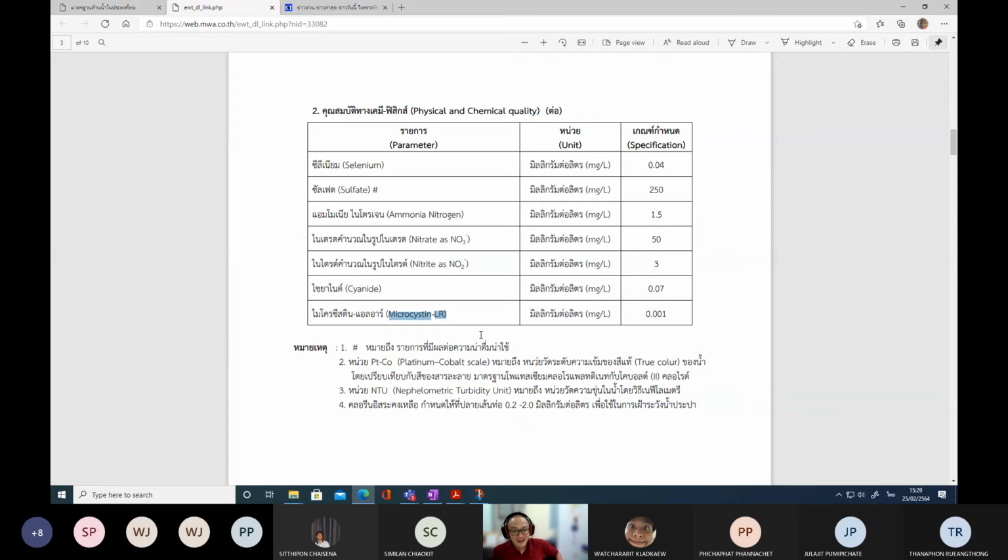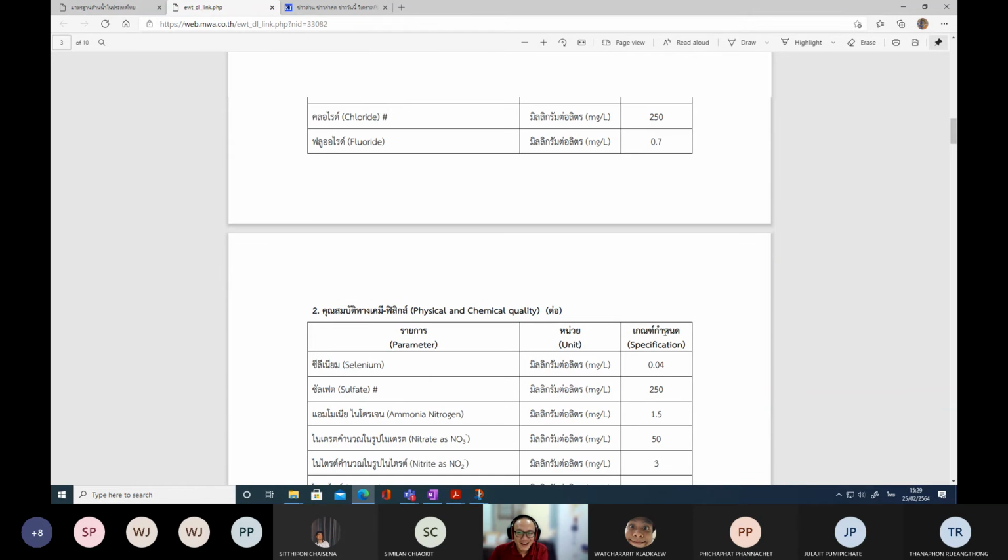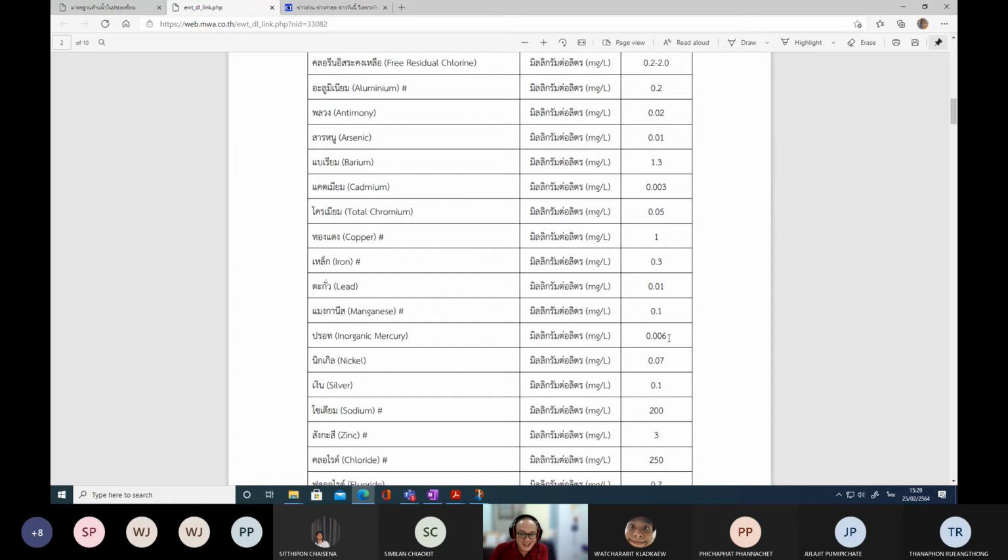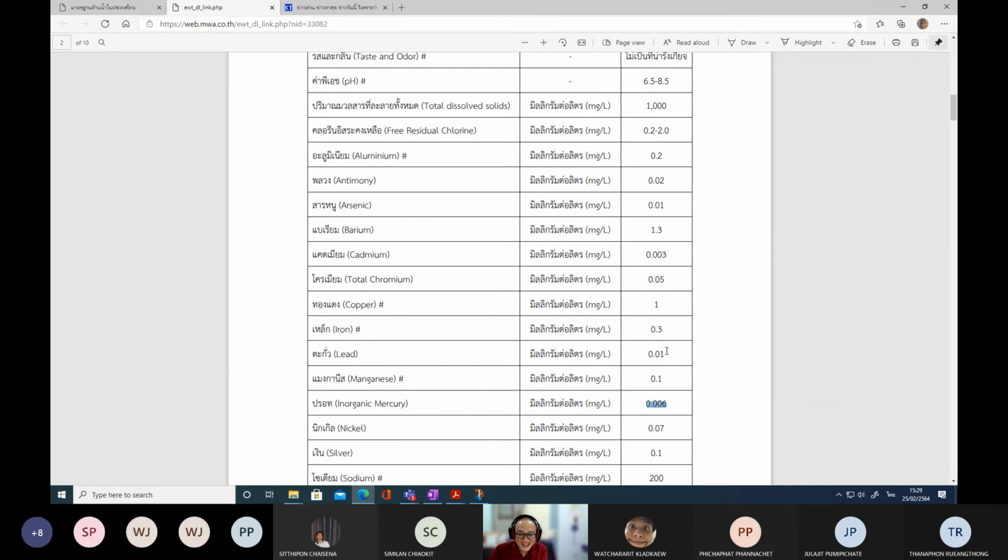This is very toxic, even in very small quantity. See the specification, they mention only 0.001 milligrams per liter. The smaller the value, the higher the toxicity of the substance. For example, for inorganic mercury, the allowable level is just 0.006 milligrams per liter. Talking about the mercury, there were episodes where people experienced the disease, people who accidentally took up the mercury suffered a lot from Minamata disease. Have you ever heard about that?